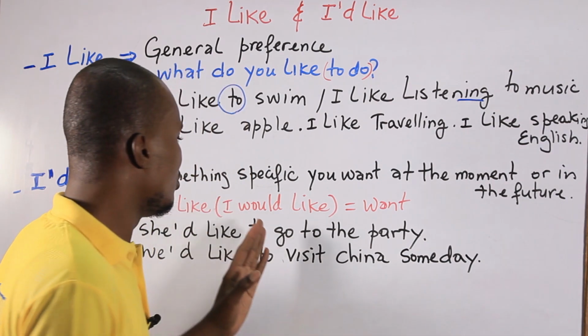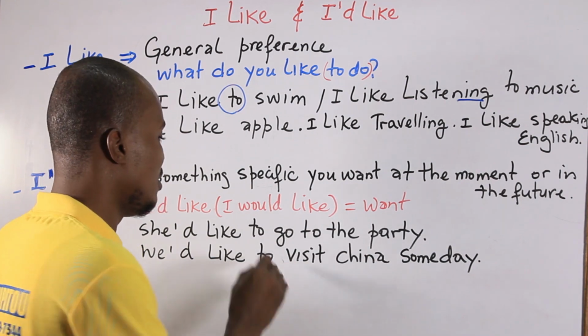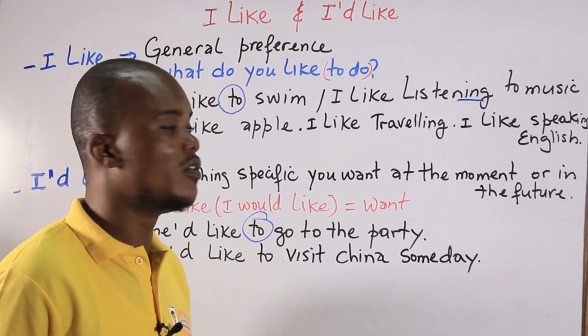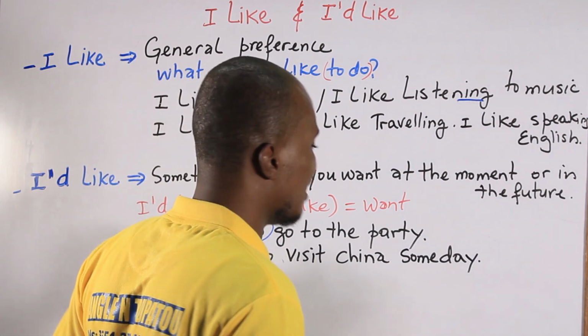I'd like to go to the party. What do you see here? Do not forget to use the infinitive when you're talking about I'd like.